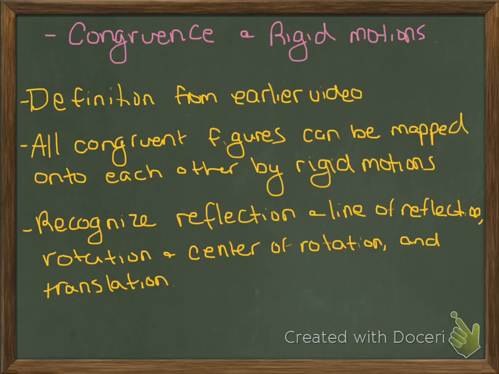And finally, the last bit that we've talked about, which we only did Friday, was congruence and rigid motions. There's not really a whole lot of problems I can give you on here, but these are the main things that you need to know. You need to make sure that you know the definition from the last video, where we said that two figures are congruent if and only if all corresponding angles are congruent and all corresponding sides are congruent.